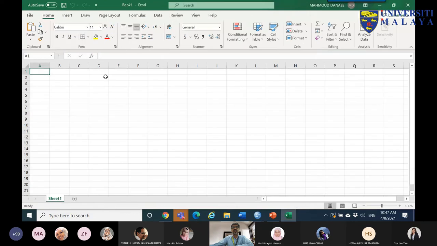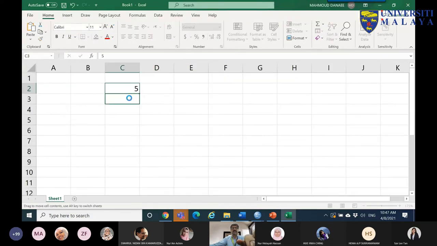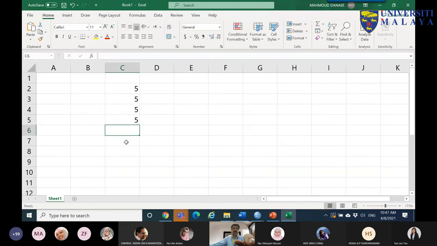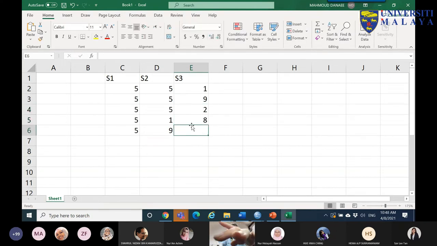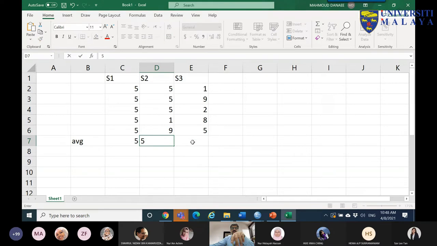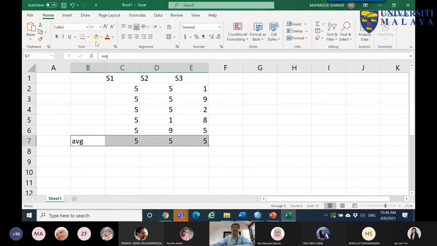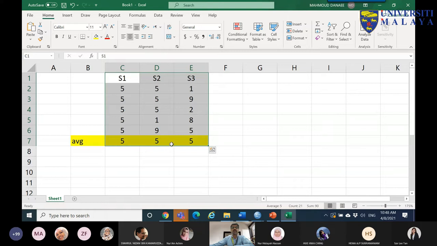three samples, assume that I have three samples like this. This is sample one, and sample two, and sample three. Can you tell me how much is the average of this sample? The sample one, the average is how much? Five. Sample two, five. Sample three, five. So despite they have similar averages, can I say that these three samples are the same since they have a similar mean score? Of course, no.